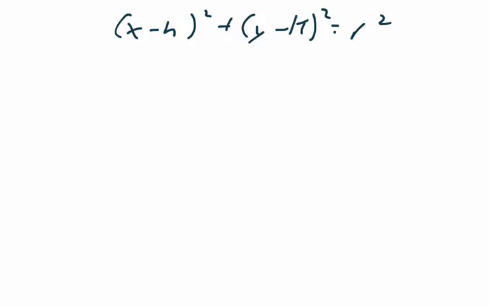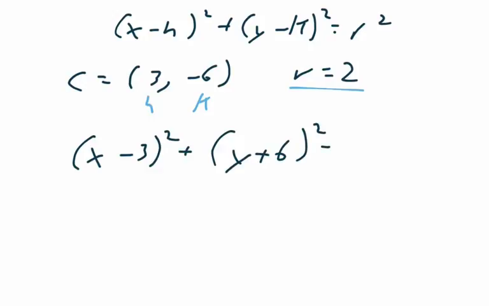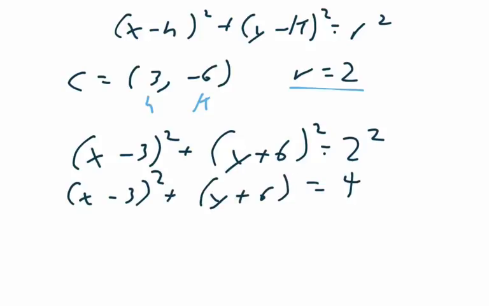On the final, we will give you this formula. And so if they give you a center of 3, negative 6 and a radius of 2, we're just going to plug this in for h, k, and r. So x minus 3 squared plus y plus 6 squared equals 2 squared, which is 4. The reason why the y is plus 6 is because two negatives make a positive.